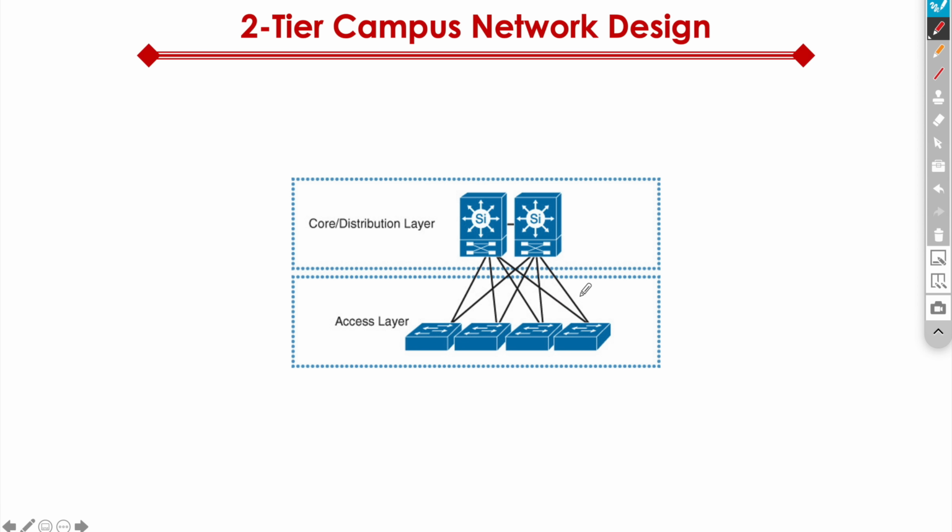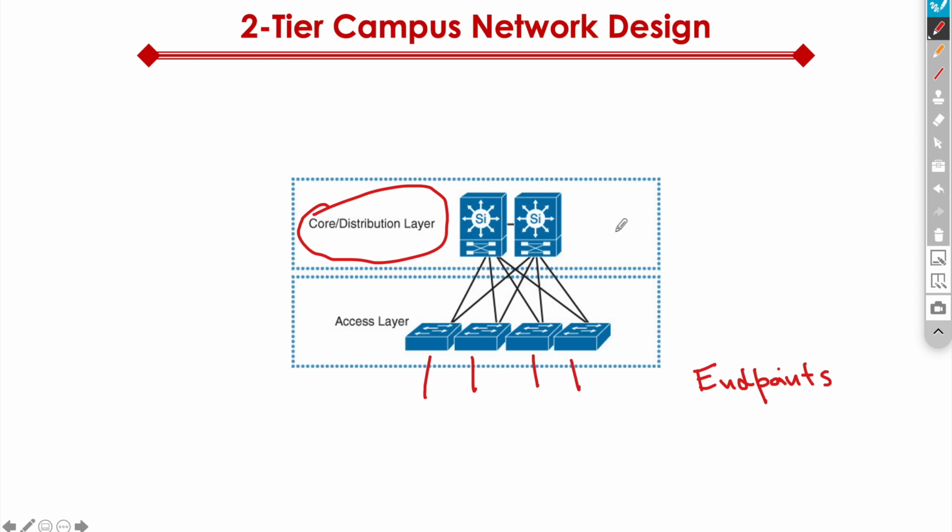In this model, we have these endpoints at the bottom: our phones, PCs, laptops, IP phones, and all that. They're all connected directly into the access layer switches. And then we have what we call a collapsed core, or we can call it a core/distribution layer. So here we don't necessarily need a separate core layer.